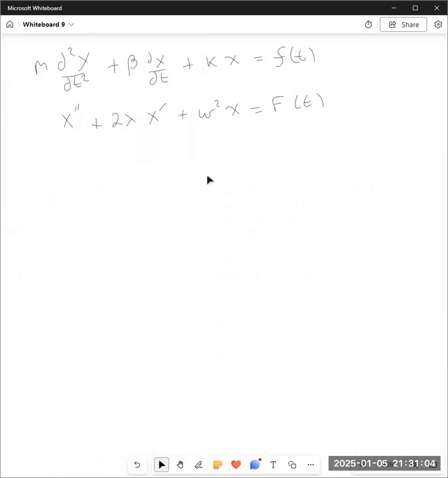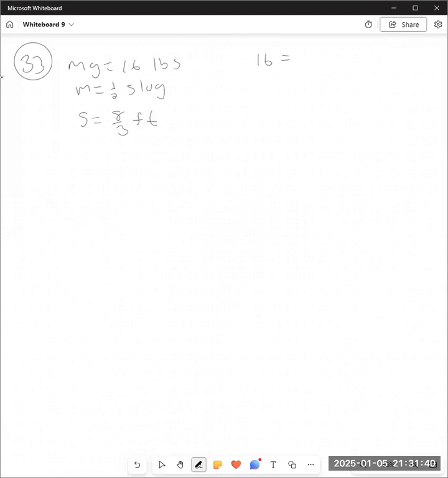to solve these problems. So let's go ahead and look at the first problem here, which is number 33 from the book. It says that a mass weighing 16 pounds, so mg equals 16 pounds, meaning that m is equal to half of a slug, stretches a spring 8/3 of a foot. So F equals KS. So 48 equals 8K. K is equal to 6, and that's in pounds per foot there.